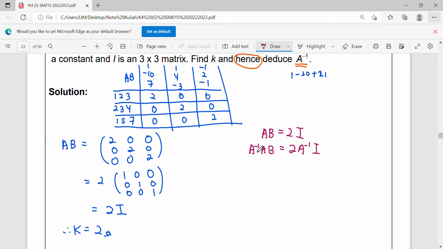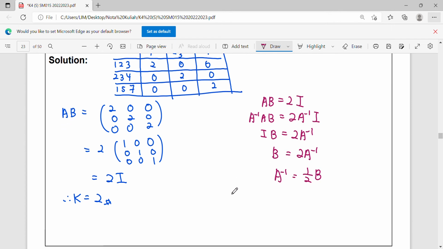Okay, repeat the properties just now. A inverse times A, we can simplify to become identity. Whatever matrix times identity, the result is still that matrix, so we are left with B. So our A inverse can be obtained by moving our 2 to the left hand side. It will be equal to 1 over 2 B. So from here, we substitute our matrix B.